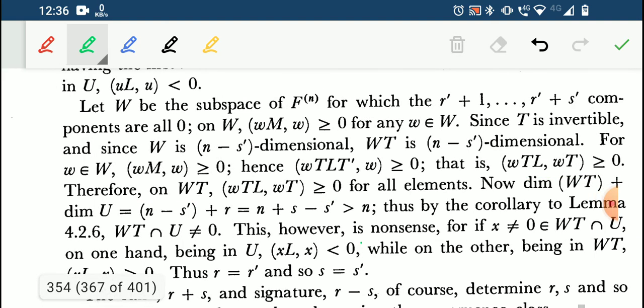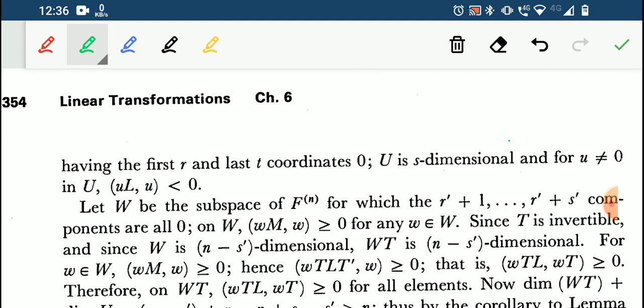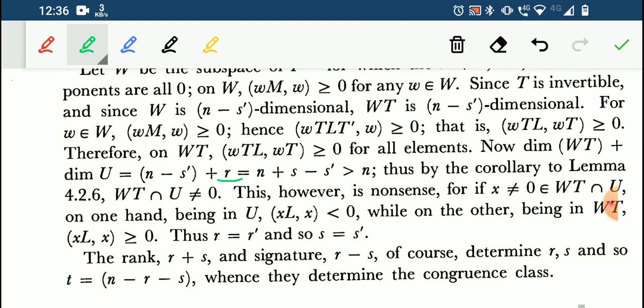Now what is the dimension of Wt plus dimension of U? The dimension of Wt we have just got, that is n minus s dash. And the dimension of U, this is wrong, it should be s only, not r. A mistake here. It should be s because U is s dimensional. It is given here. So the dimension of U will be s here.